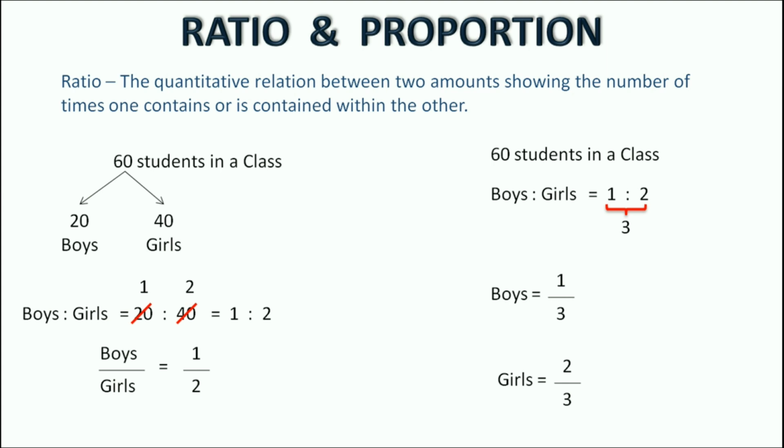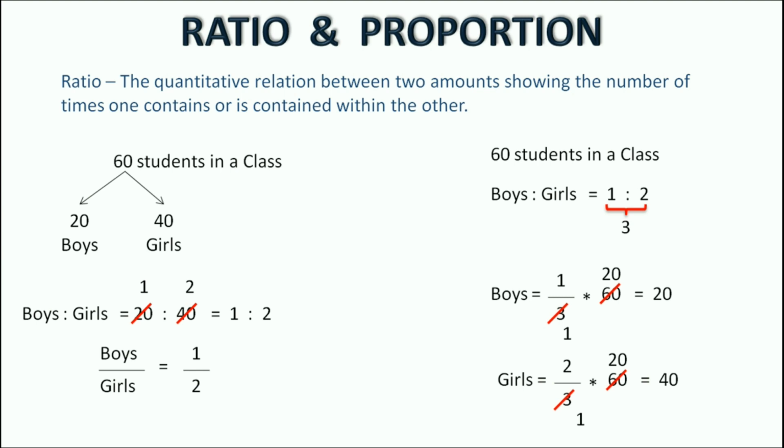If we want to find the number of boys in the class, we should multiply 1 by 3 with the total number of students, that is 60. 3 1s are 3, 3 20s are 60, 1 20s are 20. Therefore the number of boys is equal to 20. In the same way, to find the number of girls in the class, we should multiply 2 by 3 with the total number of students, that is 60. 3 1s are 3, 3 20s are 60, 2 20s are 40. Therefore the number of girls is equal to 40.